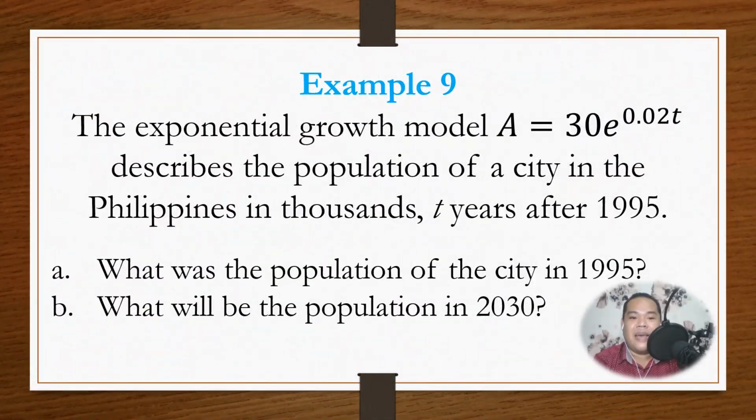Let's try this example. The exponential growth model A is equal to 30e to the power of 0.02t describes the population of a city in the Philippines in thousands, t years after 1995. A. What was the population of the city in 1995? B. What will be the population in 2030?